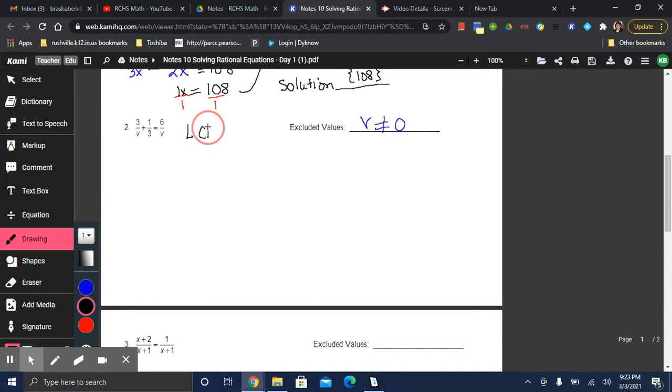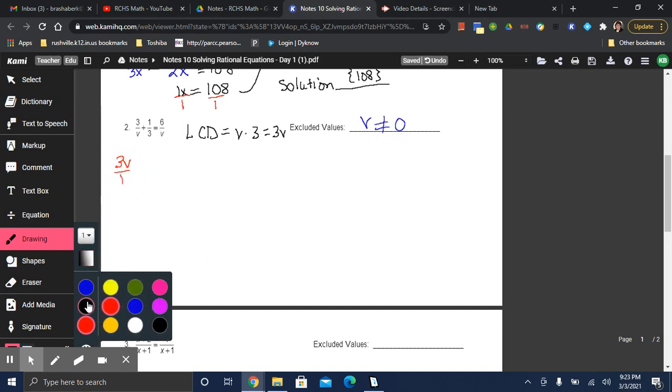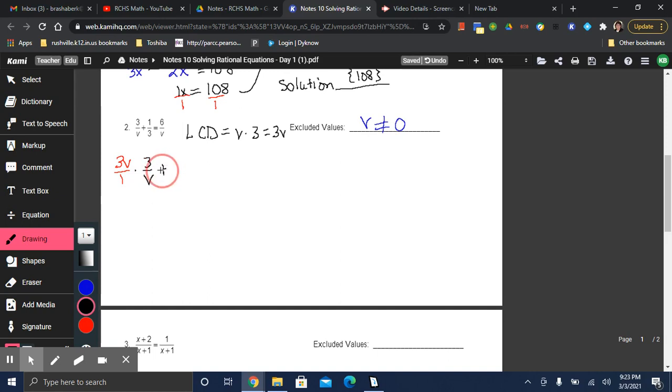And your least common denominator is found by taking your two denominators, which are the v and the 3, and multiplying those together and writing it as 3v. And I'm going to take that common denominator of 3v and put it over 1 and multiply that by each term on both sides of the equal sign. So first of all, by 3 over v, notice I have a plus sign next.